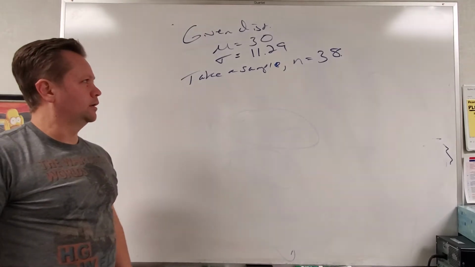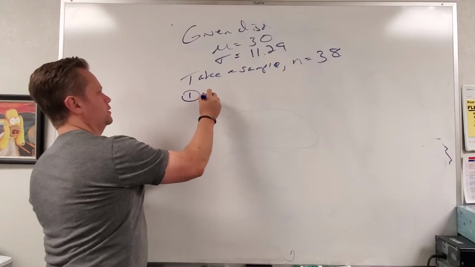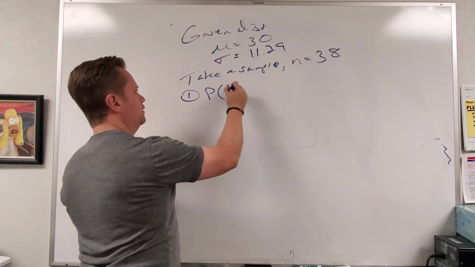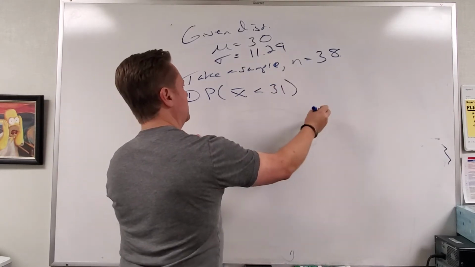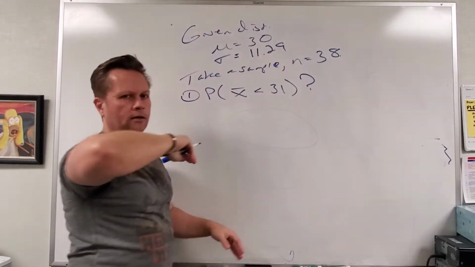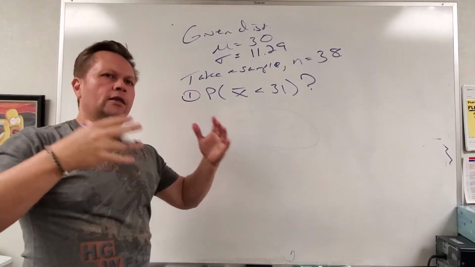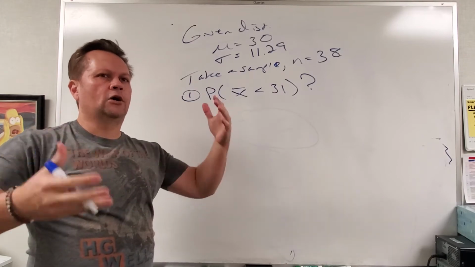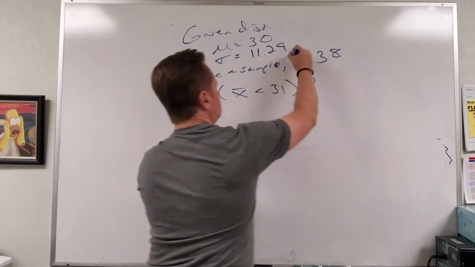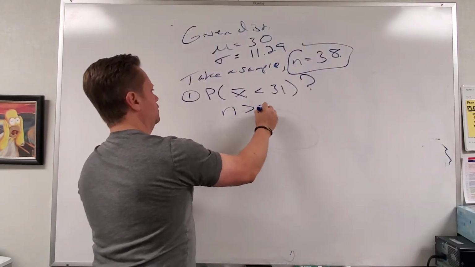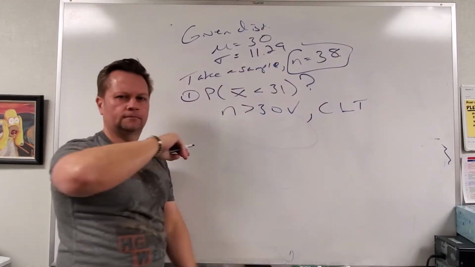Now, why would I be allowed? If I ask a question like, what's the probability that my sample mean is less than 31? Let's say that's the question. What's that probability? You might start jumping right into it, but you cannot use the chart unless I know I have a normal distribution. And in this case, it doesn't say anything about being normal, but n is greater than 30. So central limit theorem says, go for it.